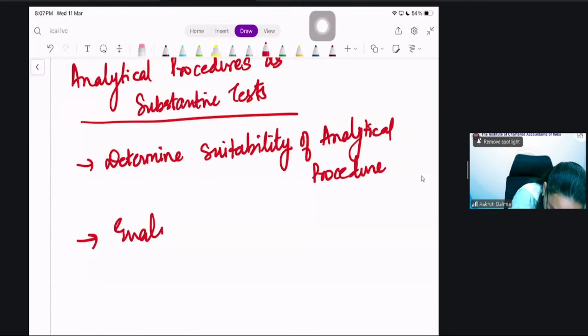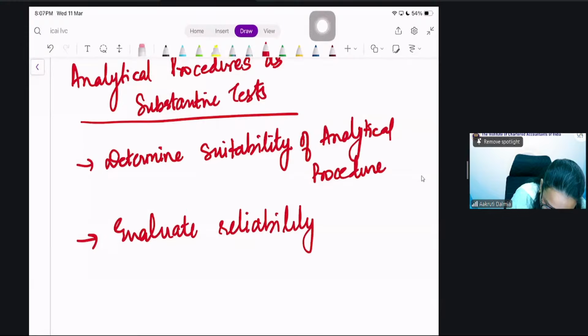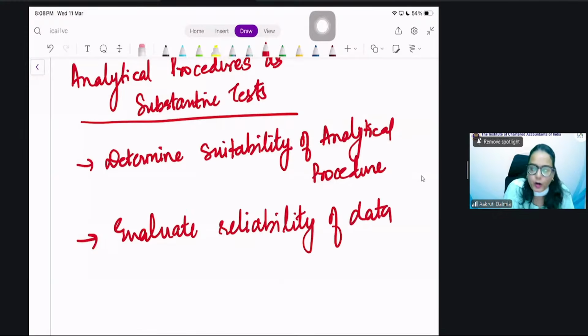Then evaluate reliability of data. Now you will study the concepts are completed. Now you're just studying some theory answers that you need to memorize properly. I have taught you all these concepts. Now you will understand everything. So first I'll decide whether analytical procedure is suitable for this type of account. Then you will see, okay, it is suitable. So I gave you the salary example, right? Now for salary, the data is available, but whether that data is reliable or not.